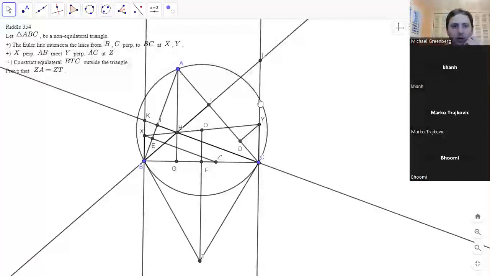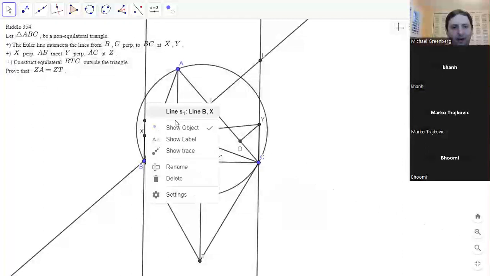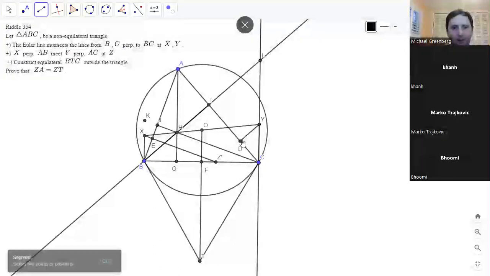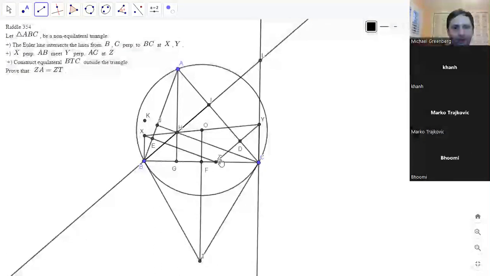So it's by Ceva's, because they all concur at H. Interesting. Yeah, yes, that's the thing. Okay. And that proves that these concur at a point on BC. Okay, very interesting. All right, so I could type that up.